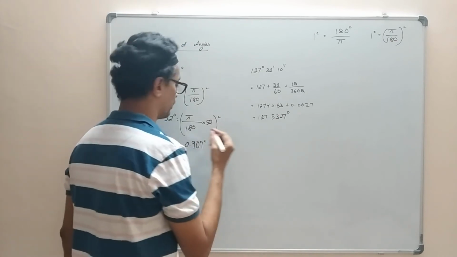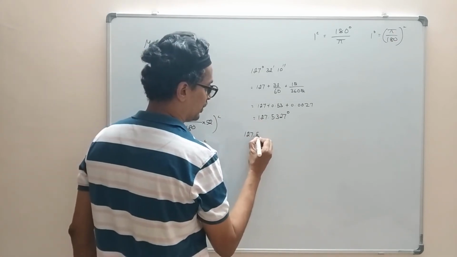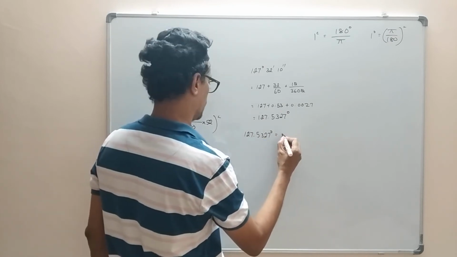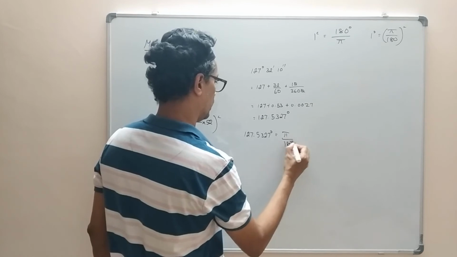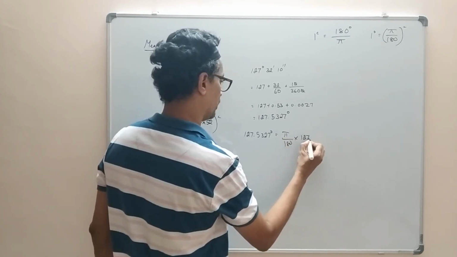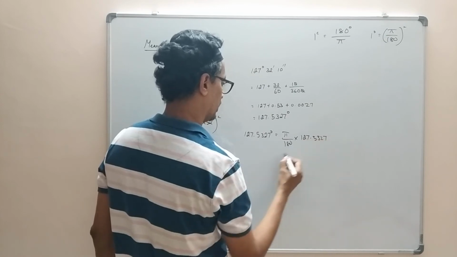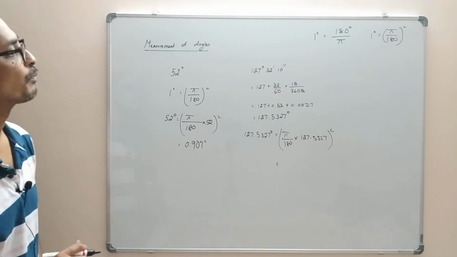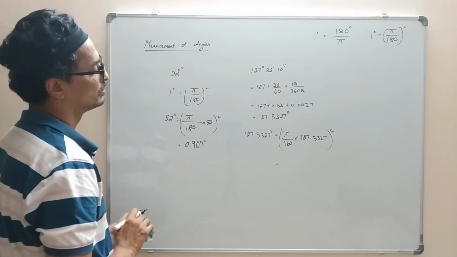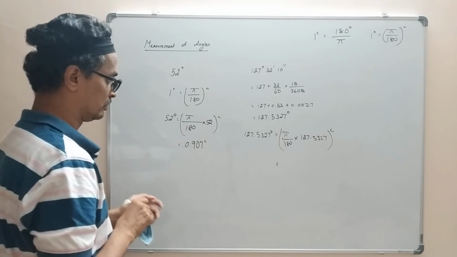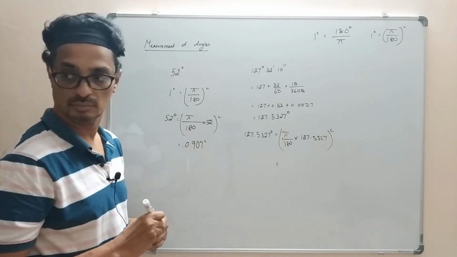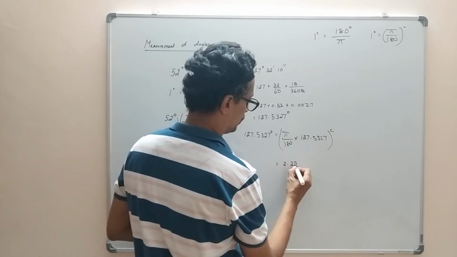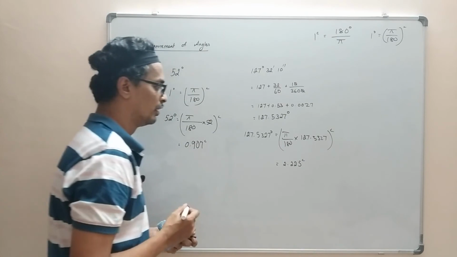Now you have to convert it, right? So 127.5327 degrees is equal to pi by 180 into 127.5327 radians. Tell me what's the value? 2.225 radians. So this is the way.